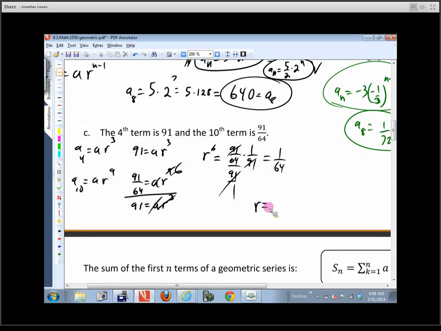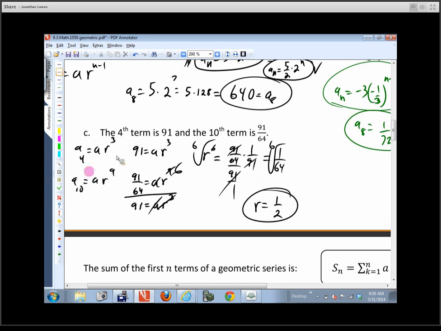How do I solve for what r is? Sixth root. So I'm going to take the sixth root here and the sixth root here, and lo and behold, it's a nice number. The ratio is 1/2. Now, you're not done, but you're most of the way there. What do you need in order to make the formula for the sequence? First term and common ratio. We've got the common ratio.